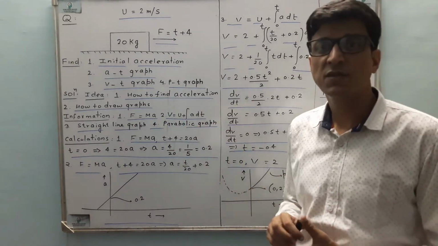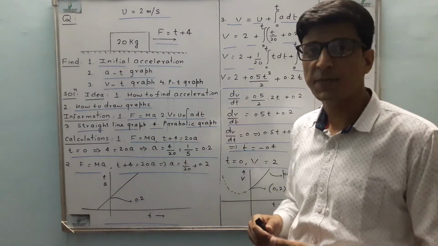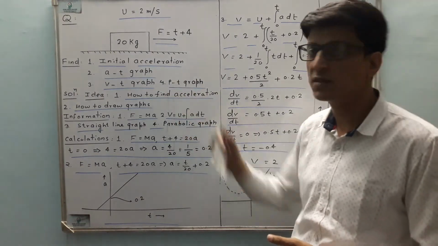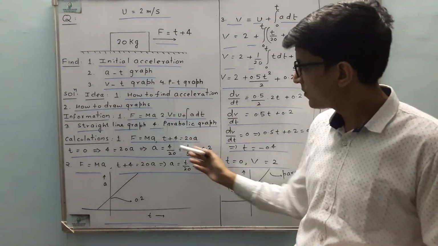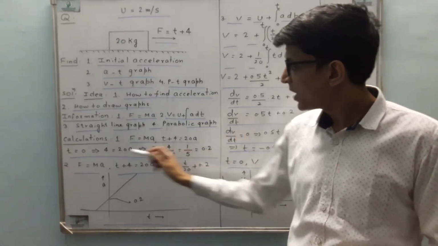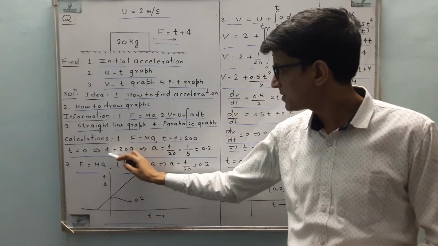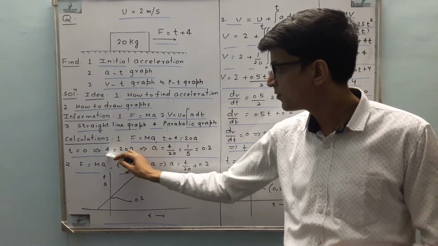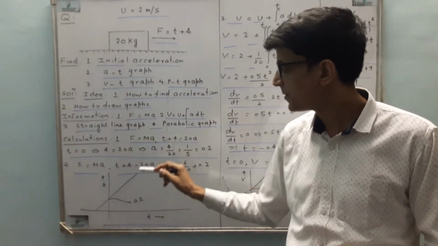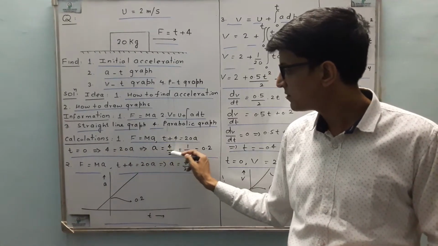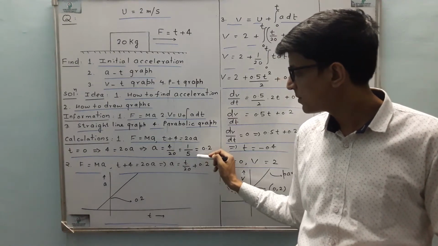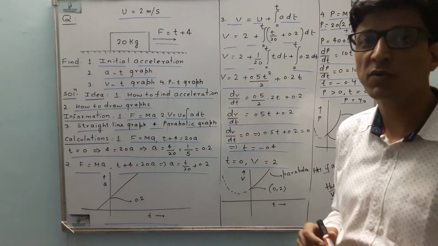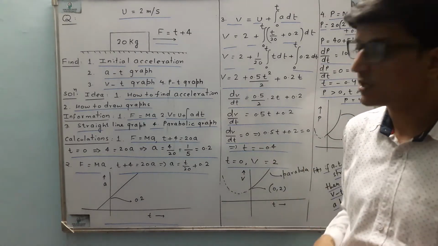Talking about the calculations, the first thing is F is equal to ma. So F is t plus 4, which is 20 into a, because the mass of the block is 20 kg. At t is equal to 0, this will be 4 because t will be 0. So we can say 4 is equal to 20a. That means a is equal to 4 by 20, that is 1 by 5, that is 0.2. So the initial acceleration of the block will be 0.2 meter per second square.